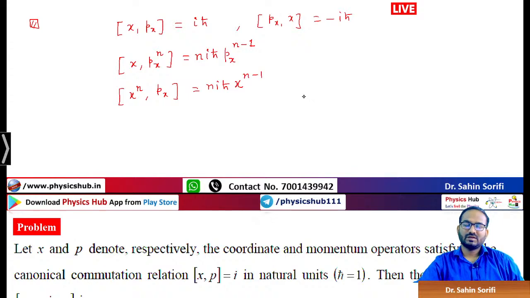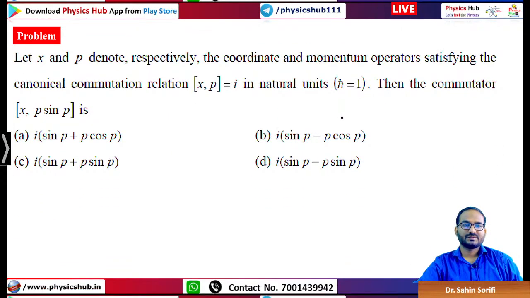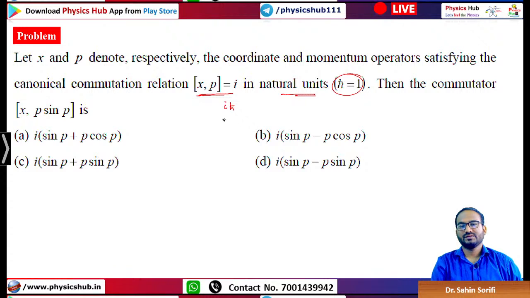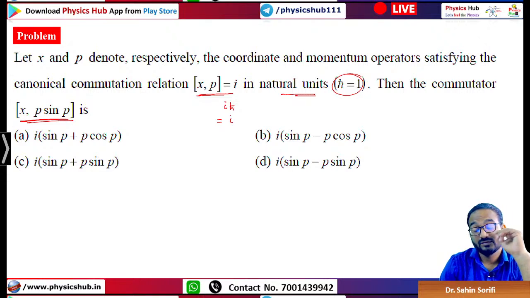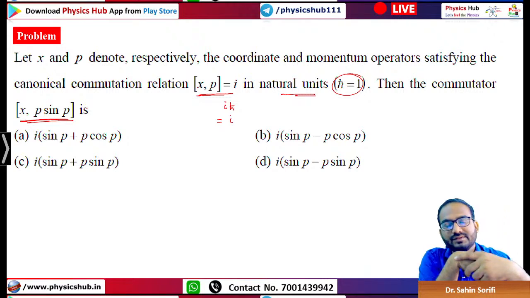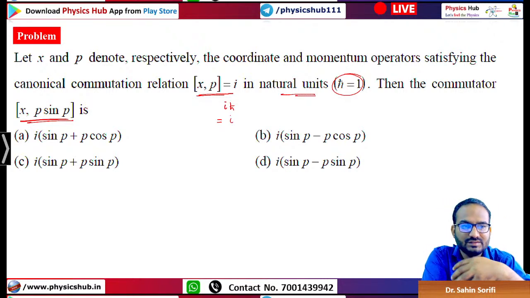So once you know this formula, let us talk about this problem. Let x and p denote respectively the coordinate and momentum operators satisfying the canonical commutation relation [x, p] equals i. You know it should have been i h cut, but in natural units h cut is taken to be 1, so it becomes i only. Then the commutator of x p with p. Can you do this? Here there is nothing like d dx or d square dx square, no such operator is there, so even if you do not apply it on psi, this will work.